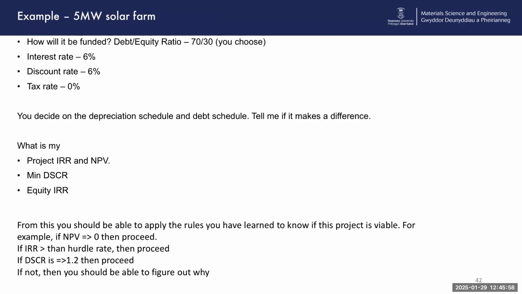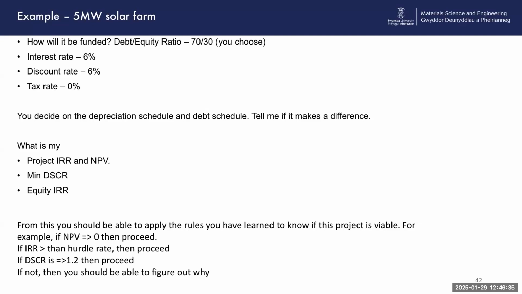Questions you're going to need to ask yourself. How's it going to be funded? Well, usually about 70-30% debt to equity ratio. We're going to go to maybe the Development Bank of Wales or some other bank, and they're going to give us an interest rate of 6%. You're going to use a discount rate of 6%. You don't know what that means yet, or maybe you do know what it means, but you will find that out in the course, and you're not going to pay any tax on this. You will decide what depreciation schedule you use. You will decide what debt schedule you use. You'll figure out what depreciation schedule and debt schedule is within the course.